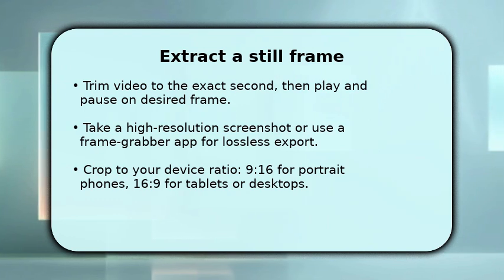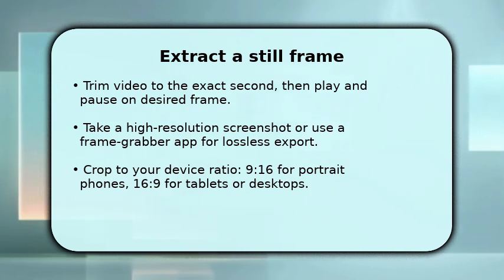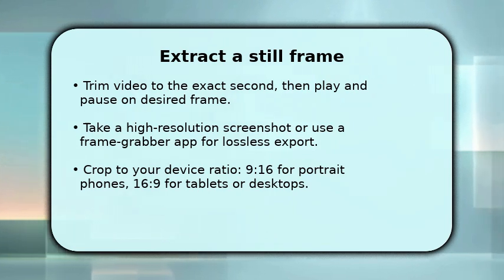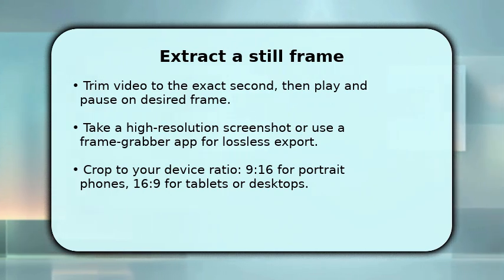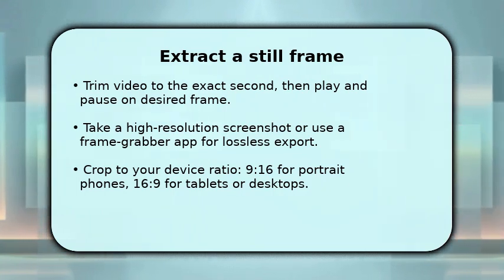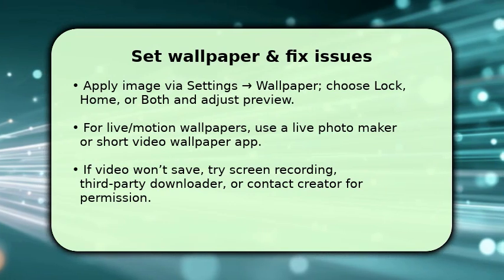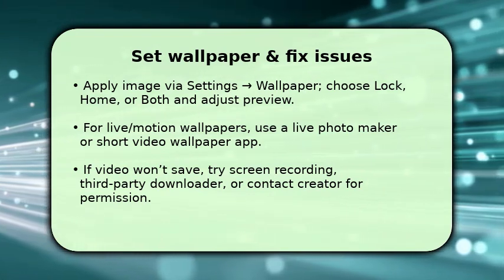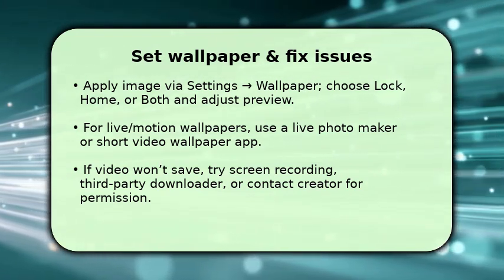Once you have the image, crop it to match your device's wallpaper ratio, 9:16 for most phones, 16:9 for landscape displays. Make sure the focal subject is centered, because many launchers zoom or pan. Finally, set the exported image as your wallpaper through Settings > Wallpaper, select Lock Screen, Home Screen, or both, and adjust the preview so nothing important is cropped out.